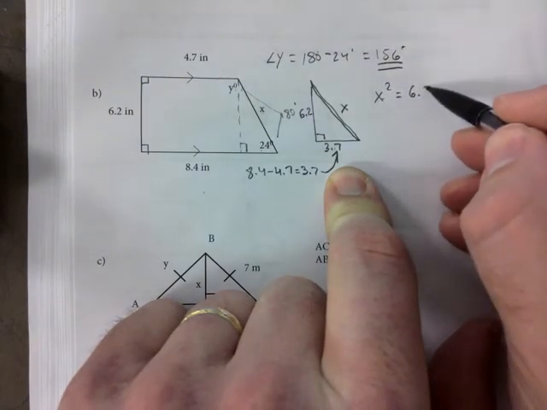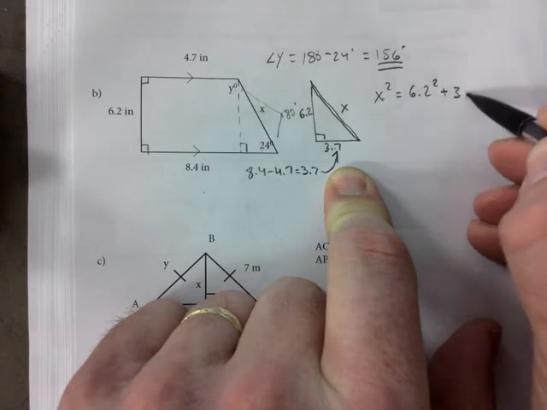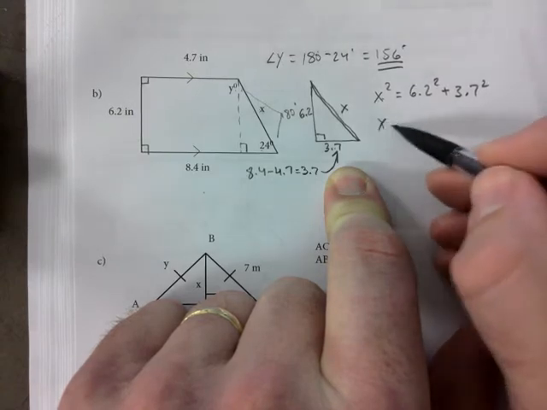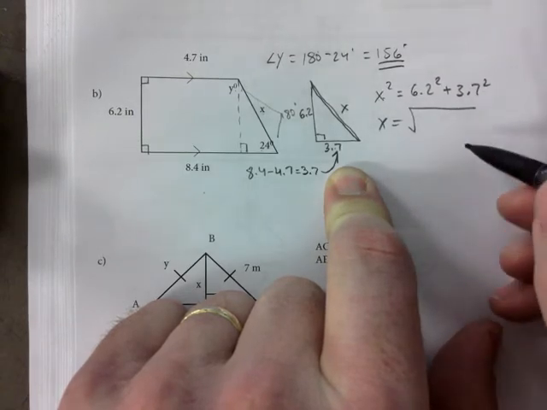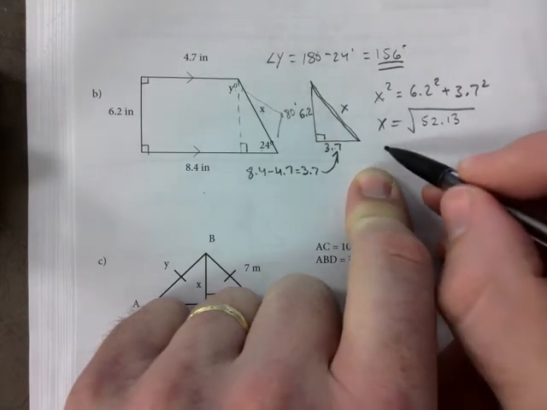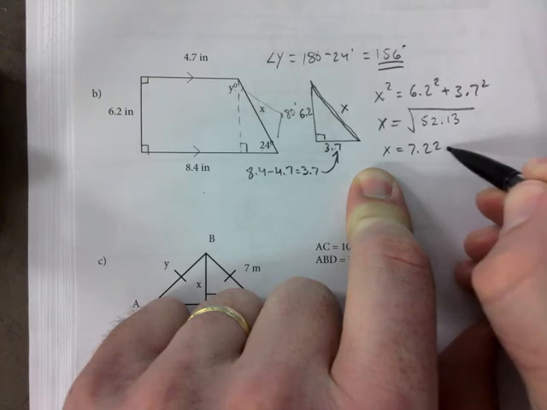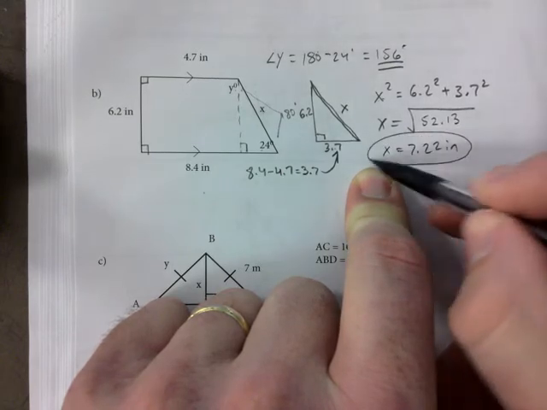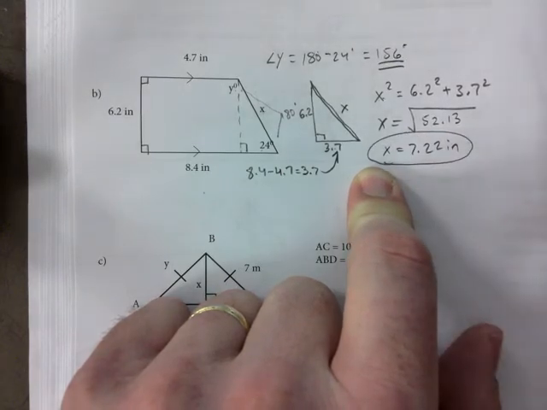Hypotenuse is 6.2 squared plus the other leg squared. You got to add them, and then you take the square root of that, which is 52.13, which gives you 7.22 inches. If you use sine law, you get something else, right? Lawrence, you got something else yesterday? Or did you go back to Pythagorean theorem?